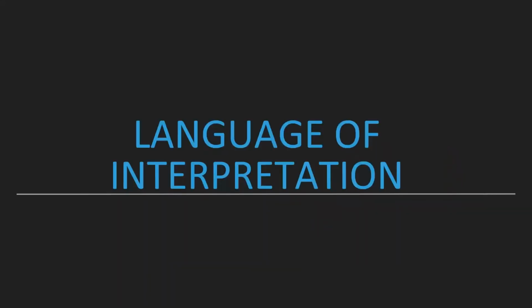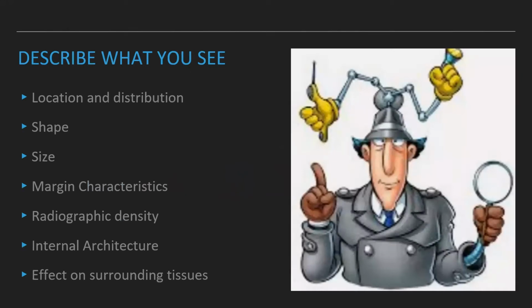Language of interpretation. Just like anything, once you understand the language, this really goes a long way in being able to identify or at least put you in a certain differential category so that you're able to narrow your differentials. So what you're going to do is describe what you see. You got to know the location and distribution, the shape, the size, the margin characteristics, the radiographic density, the internal architecture, the effects on the surrounding tissues.